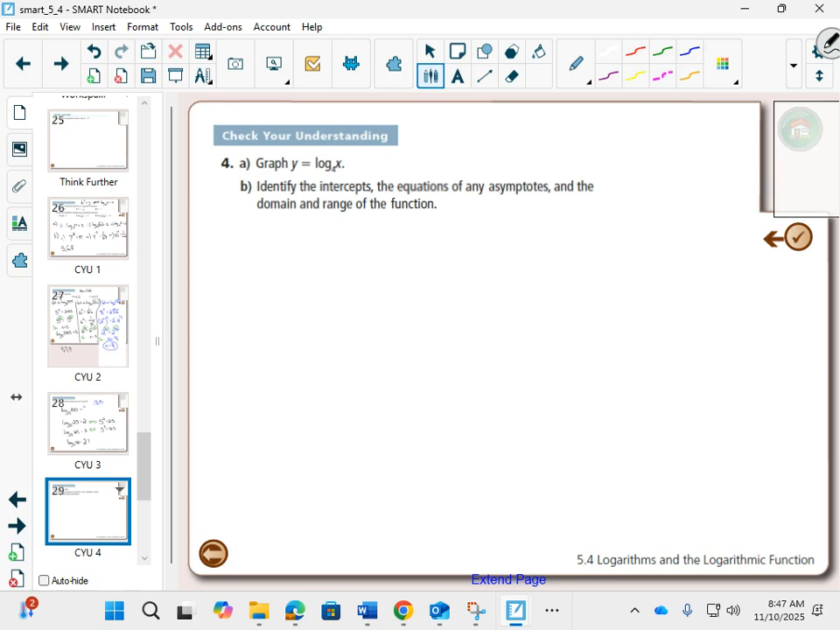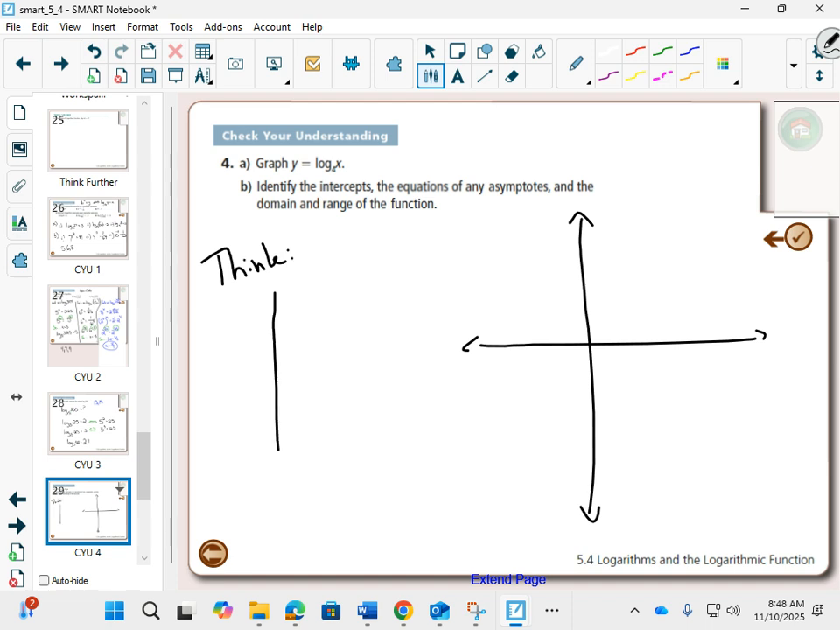Graph y equals log base 4 of x. You will have to know how to graph any log directly. Now, for this first one, we're going to think, and after you get good at it, you won't think this in the future, but it's really helpful. Logs are inverses of exponential functions.